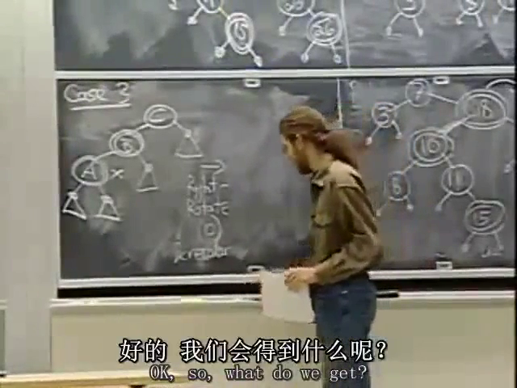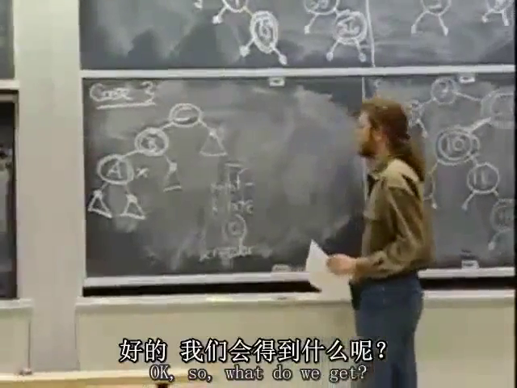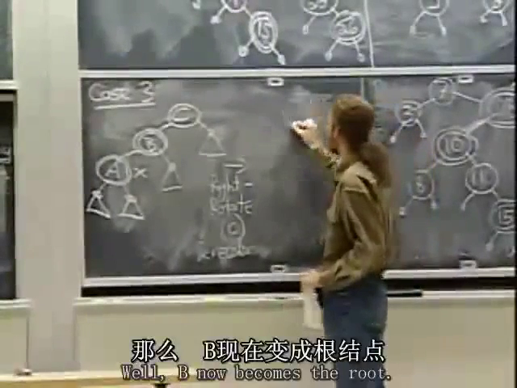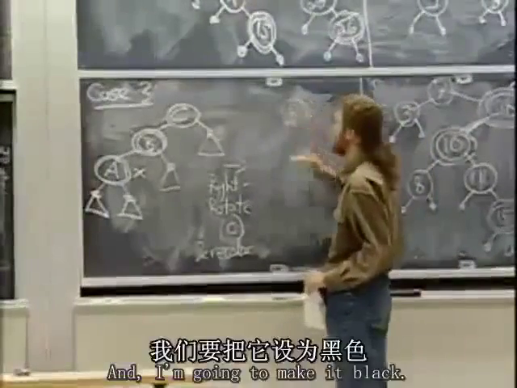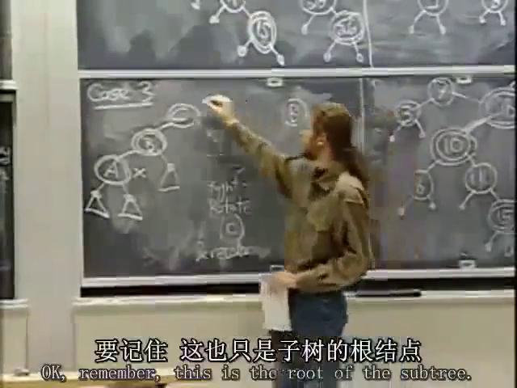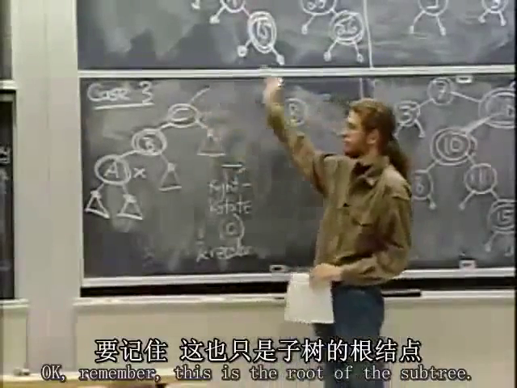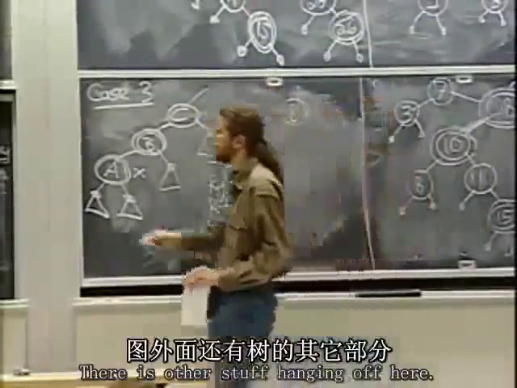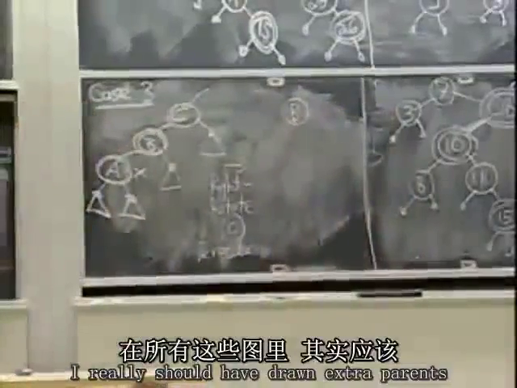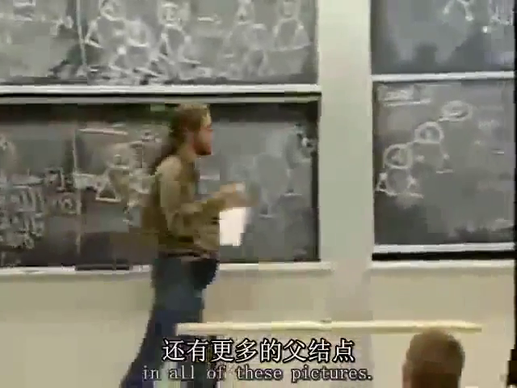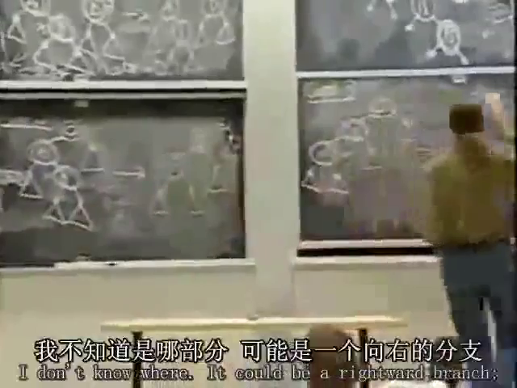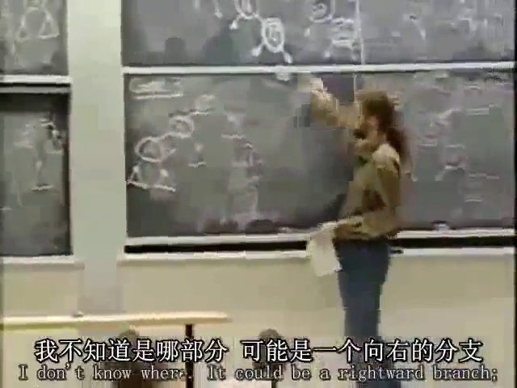So what do we get? Well, B now becomes the root, and I'm going to make it black. Remember, this is the root of the subtree. There's other stuff hanging off here. I really should have drawn extra parents in all of these pictures, because we're somewhere in the middle of the tree. Don't know where. Could be a rightward branch, could be a leftward branch.